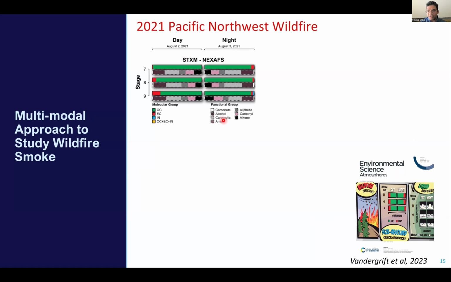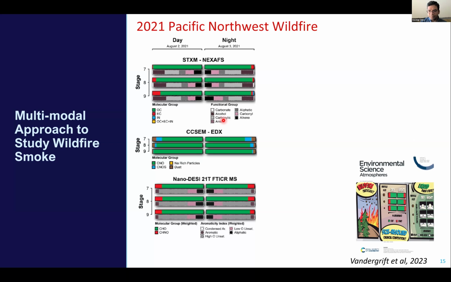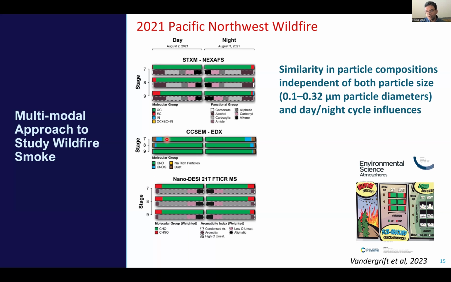One study that I want to highlight very briefly, again the essence of multimodal imaging, uses the work made by Greg, using STXM, SEM, and high resolution mass spec. Looking from left to right, day to night, and from larger particles to smaller particles, there is no significant difference. Something surprising but important is that the particle chemistry can sometimes be independent of both particle size and day or night time.